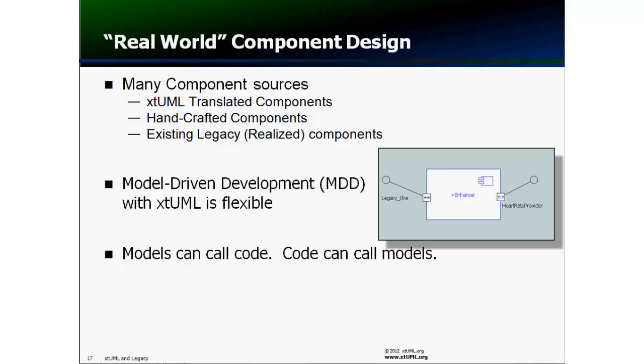So with our model-driven development flow, xtUML is flexible. Models can call code, code can call the models, we can integrate them together. Now, as we've seen, we will build the component diagram for the entire system, both the realized or handcraft components as well as the ones that we are modeling. And then when it comes time to build the internal behavior for those, that's where we decide what to do with execution, integration, and test using these legacy components.